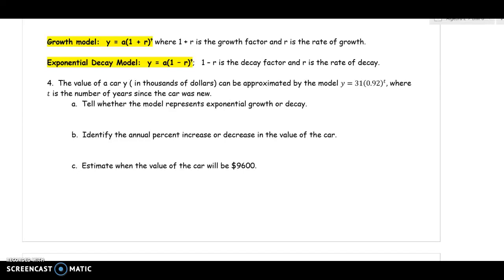Today we're going to look at exponential growth and decay models. The first equation formula is y equals a times (1 plus r) raised to the t. 1 plus r is known as the growth factor, and r is the rate of growth. R is always the percent written as a decimal.